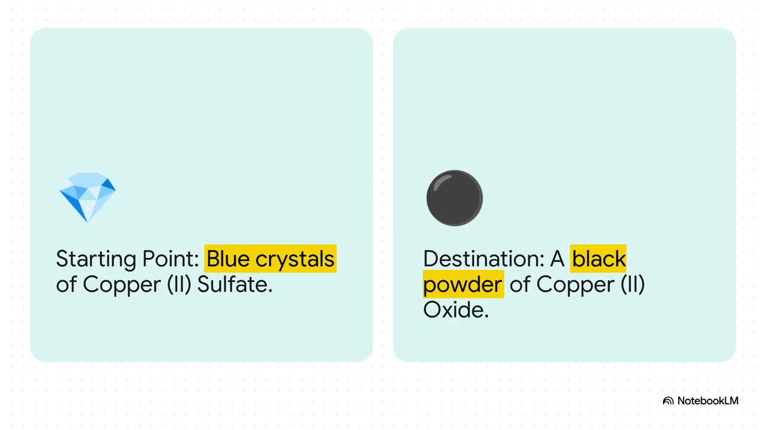This is where we start, with these really vibrant blue crystals of copper-2 sulfate. And where we end up? With this fine, jet black powder of copper-2 oxide. I mean, what a change, right? So the big question is, how on earth do we get from that blue stuff to this black powder?